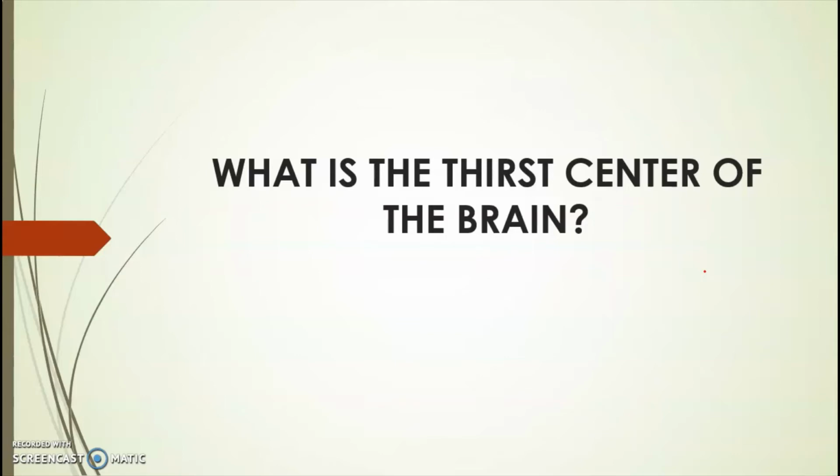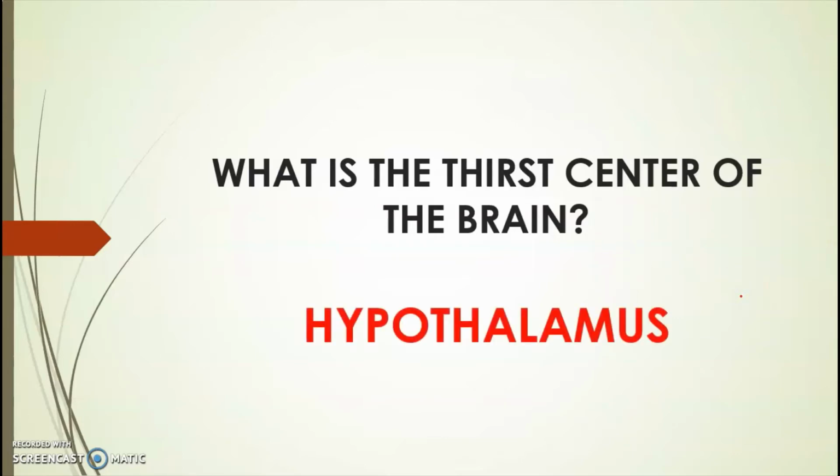So for the question, what is the thirst center of the brain? If you answered hypothalamus, you are correct. Okay? So hypothalamus is basically the thirst center of the brain, which is actually the part of the brain that maintains equilibrium or homeostasis. So that's how important hypothalamus is.